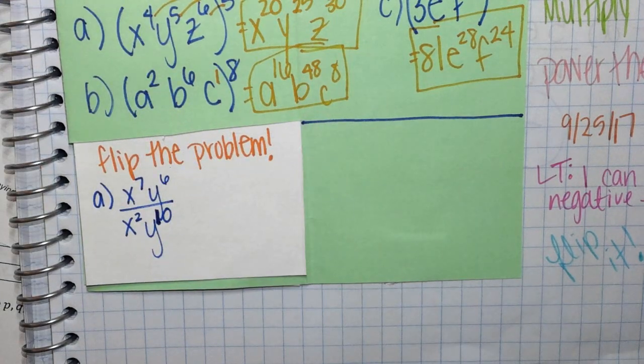Alright, here is our problem. x to the 7th, y to the 6th, divided by x squared, y to the 10th. Write this problem down.